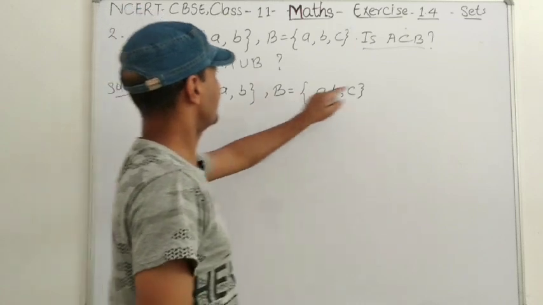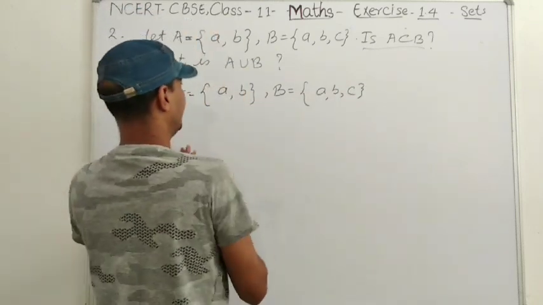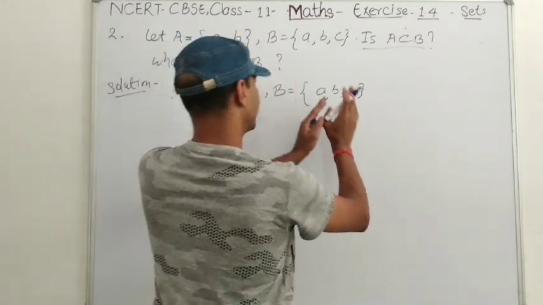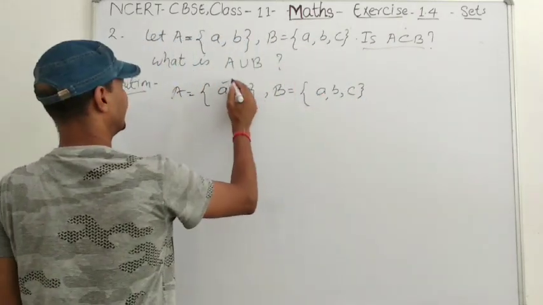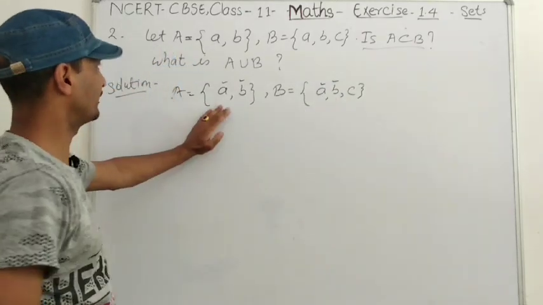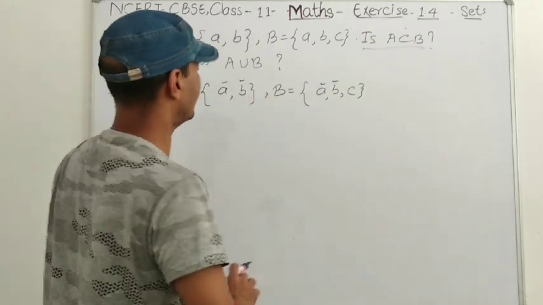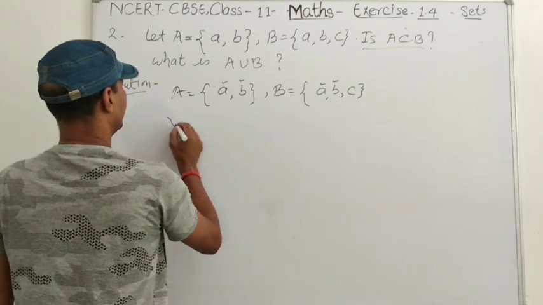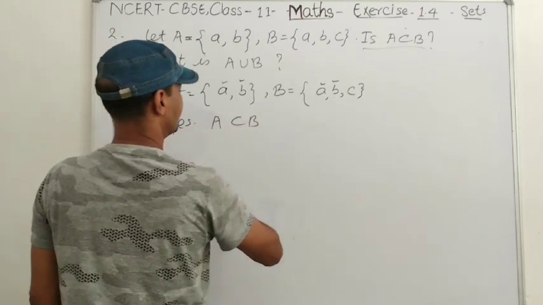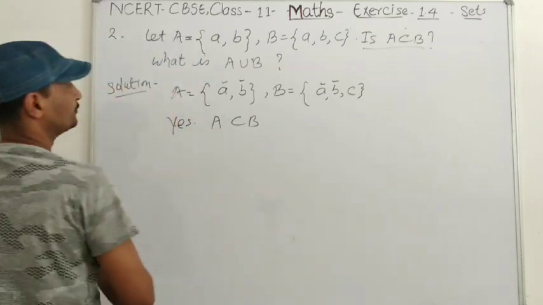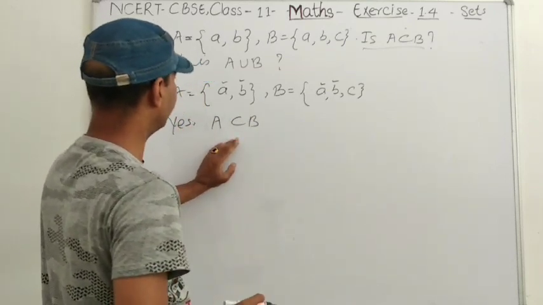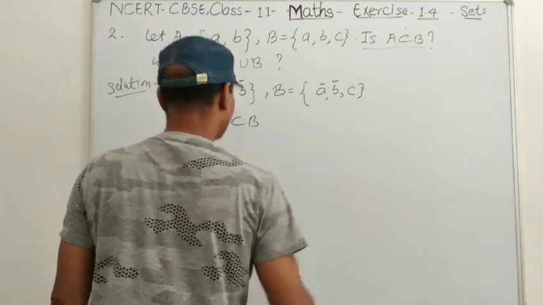So what is the meaning of subset? Each and every element of A should be present in set B. A मा छ A र B, B मा पनि के छ A र B. इसको मतलब all the elements of A belong to elements of B. That means we can say yes, A is a subset of B because all the elements of A belong to elements of B.